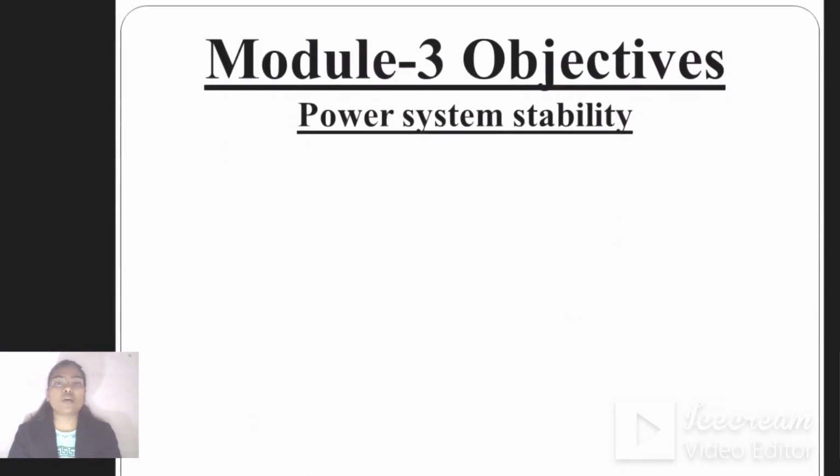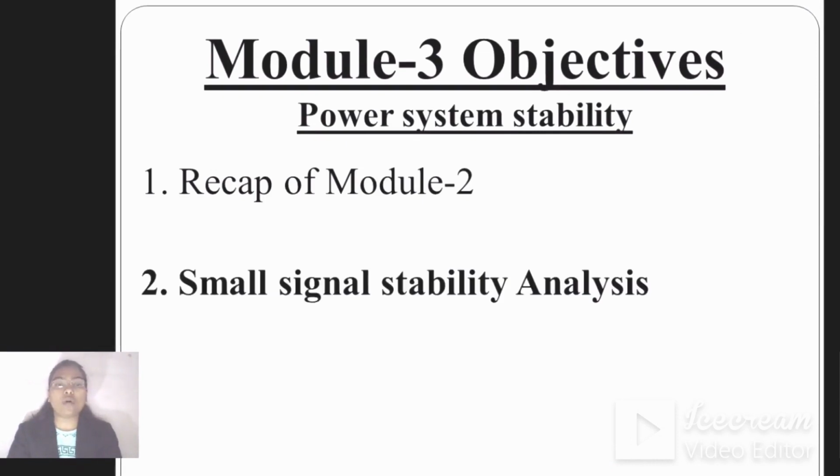So the module 3 objective of power system stability is, first we will see a quick recap of module 2. Then we will go on to small signal stability analysis, and we will see some numericals on small signal stability.